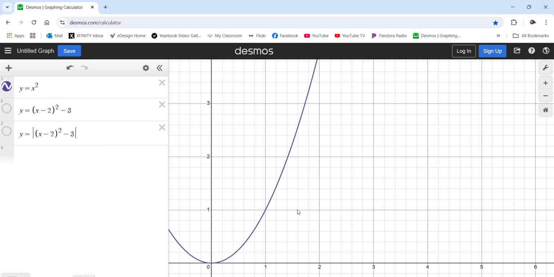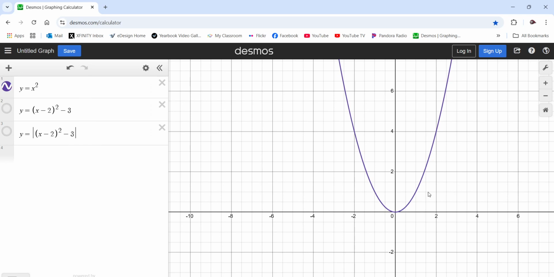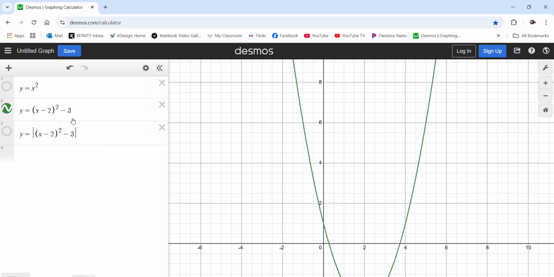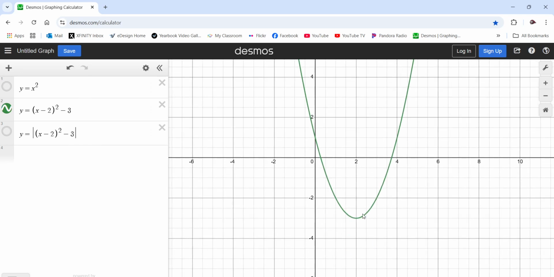All right? Everybody watch this. See? There's your parent function. You know what that looks like, correct? Now, this one right here, what did we do to that parent function? All we did was move it to the right 2 places and move it down 3 places. Everybody got that part? That's the easy part.